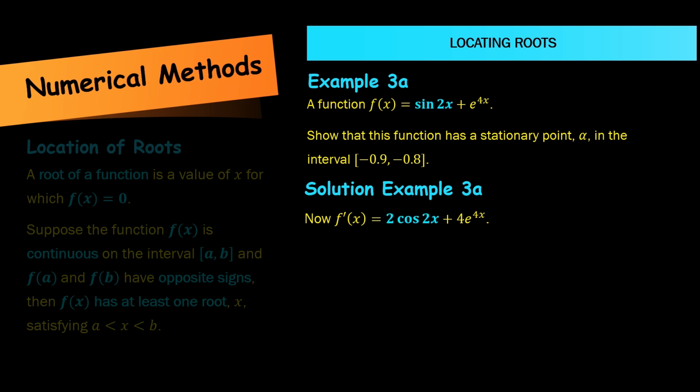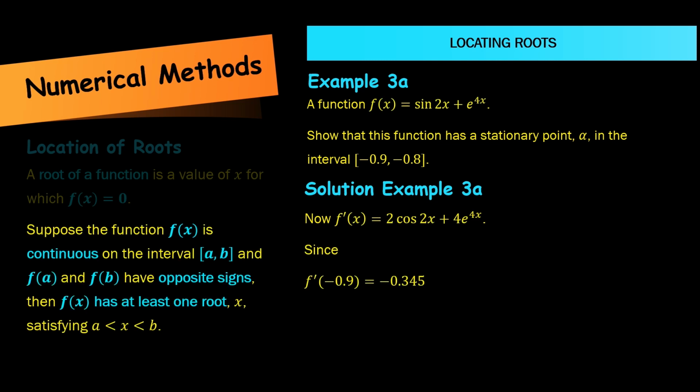If we differentiate f of x, we obtain 2 cos 2x, here we've differentiated sine 2x, plus 4e to the power 4x. This is of course the differential of e to the power 4x. If we plug in x equals minus 0.9 into the equation for f dashed of x, we obtain that f dashed of minus 0.9 equals minus 0.345. This is of course less than 0.